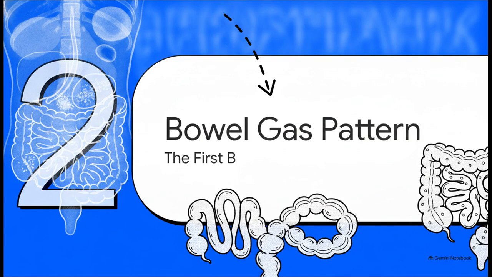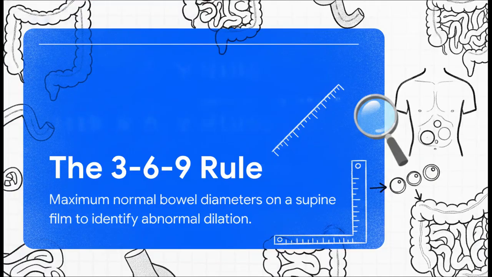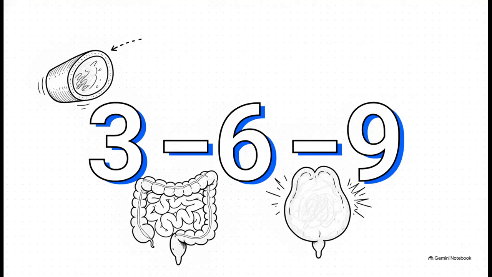Moving right along to step 2, the bowel gas pattern, which represents the first B in our BBC framework. To identify abnormal bowel dilation, seasoned clinicians rely on a really fundamental, completely unforgettable clinical reflex. When you are looking at the bowel gas pattern, you are primarily assessing caliber, and for that, we use a very specific rule of thumb. The 3-6-9 rule. Lock these limits into your mind right now. 3 centimeters maximum for the small bowel, 6 centimeters for the large bowel, and 9 centimeters for the cecum.